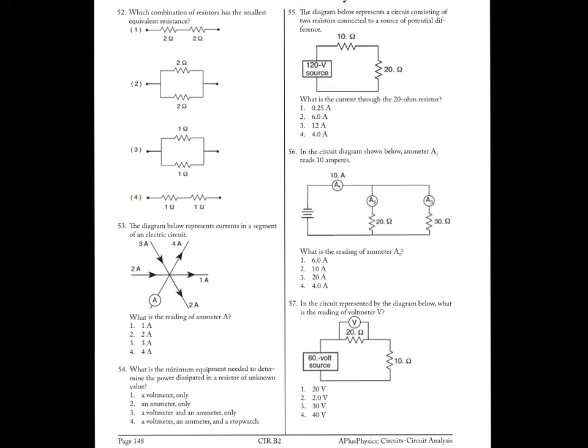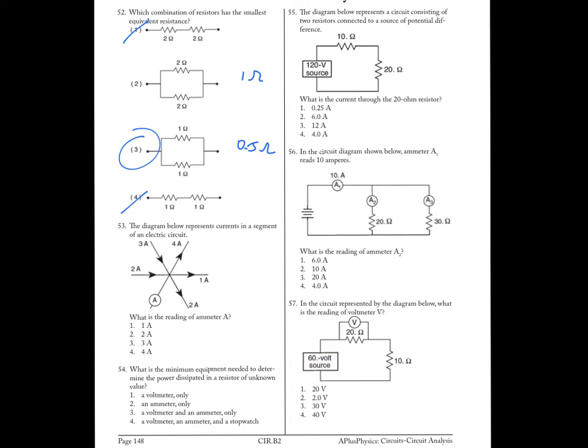Anyway, 52. Which combination of resistors has the smallest equivalent resistance? So we need something in parallel. We could ignore choice 1 and choice 4. Those are in series. So let's look here. Choice 2, we have 2 ohm resistors split over 2 branches. So 2 divided by 2 is 1 ohm. Choice 3, 1 divided by 2 branches is 0.5 ohms. So the smallest one is choice 3.